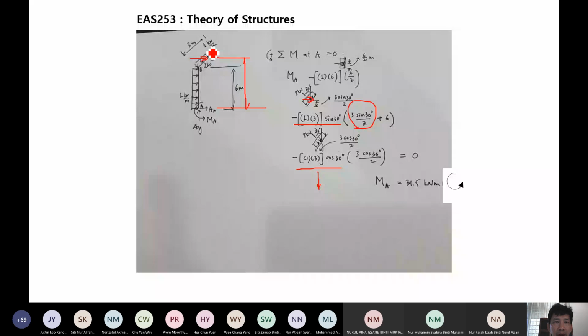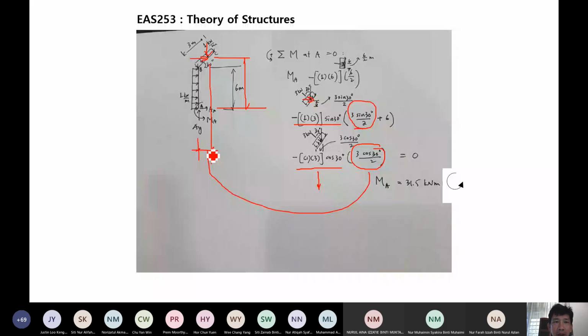So the perpendicular distance to where? To the point that you want to take moment. This is the perpendicular distance, and this perpendicular distance is half of this horizontal distance. This horizontal distance will be 3 cos 30 divided by 2. So this is where it comes from. So this is equal to this one here.